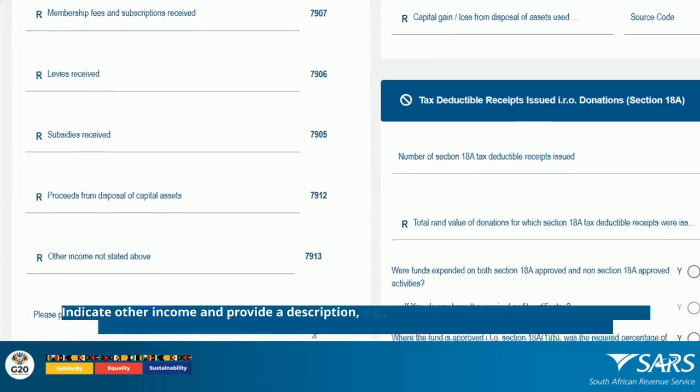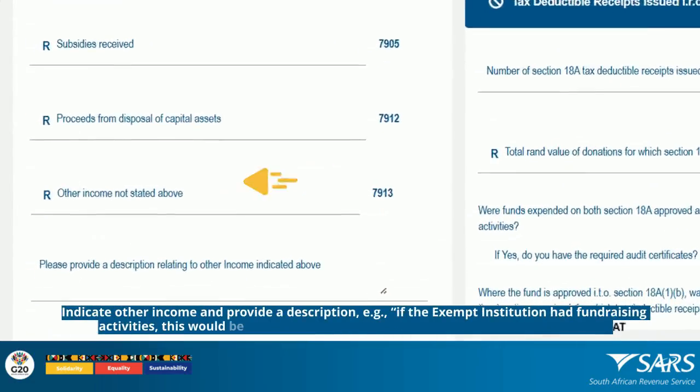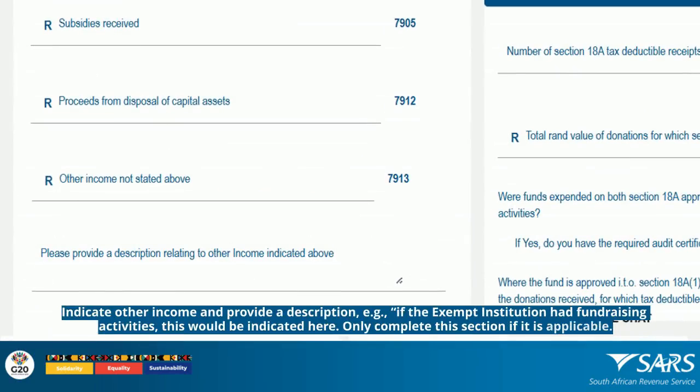Indicate other income and provide a description. Example, if the exempt institution had fundraising activities, this would be indicated here. Only complete this section if it is applicable.